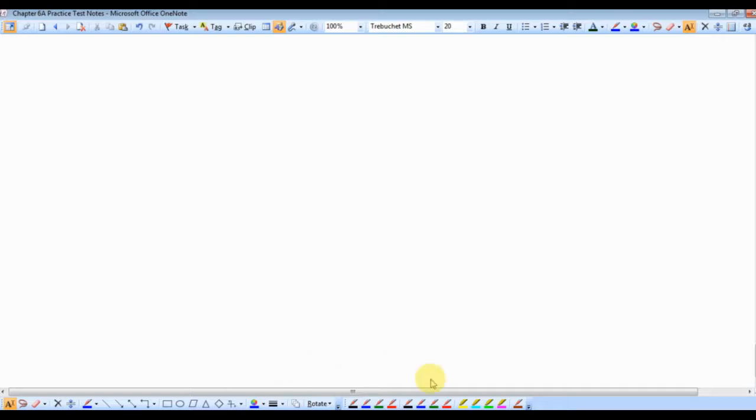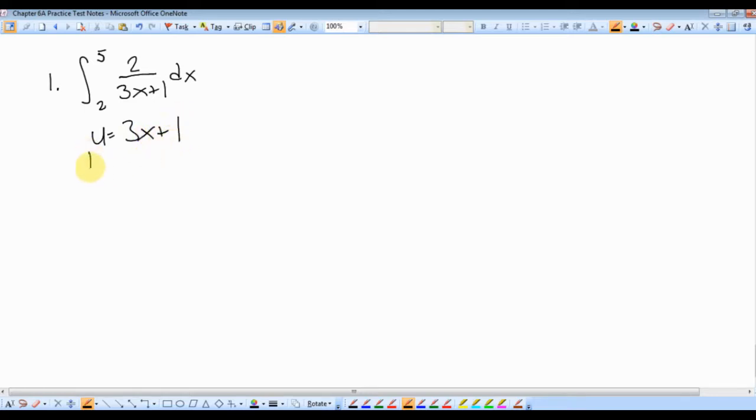Okay, so for number 1, we're integrating from 2 to 5 of 2 over 3x plus 1 dx. And as you might suspect, this is going to be a u substitution. So my u is going to be equal to 3x plus 1. Du is going to be 3 dx.